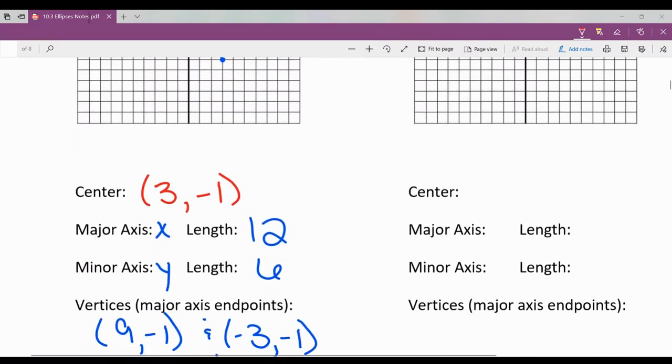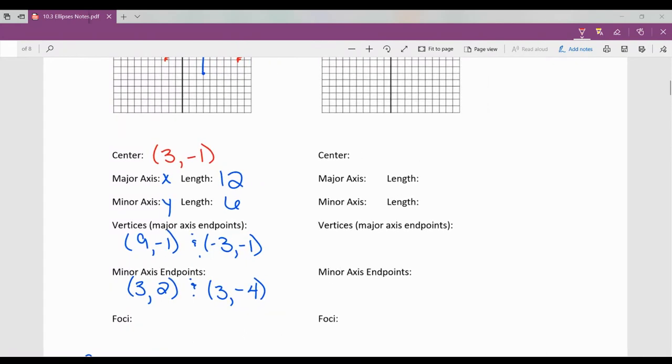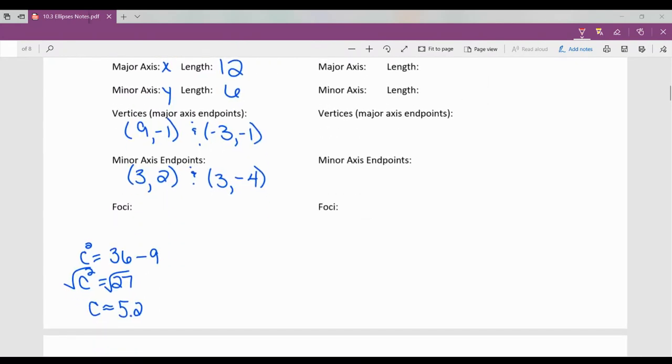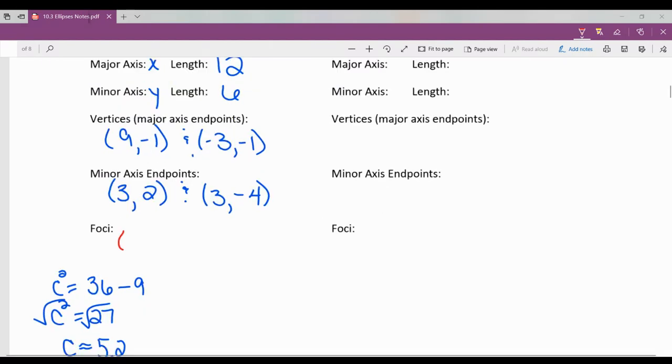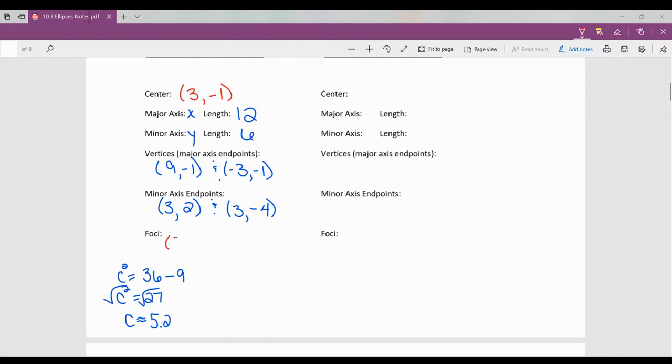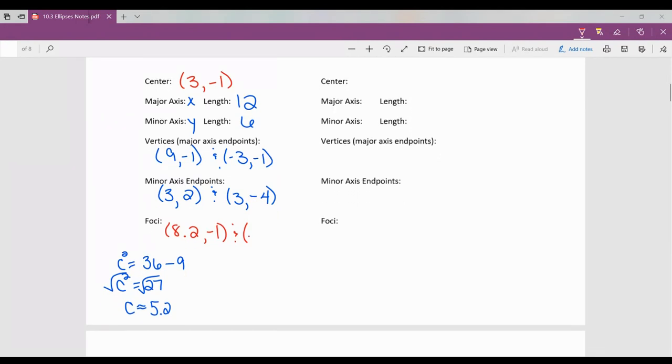So my foci are going to be at, when we add 5.2 to the right, we get 8.2, negative 1. And when we subtract 5.2, aka going to the left, you're going to get negative 2.2, negative 1. So we add and subtract 5.2 from my x value because you're traveling along the axis.